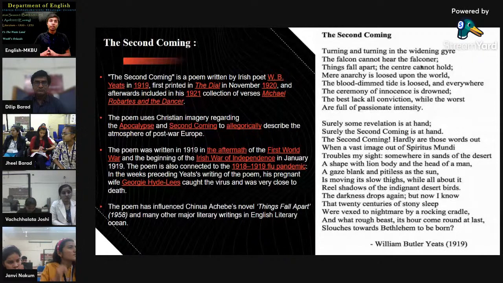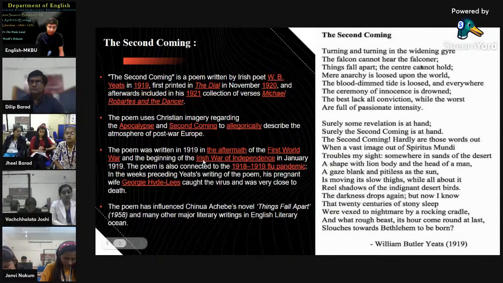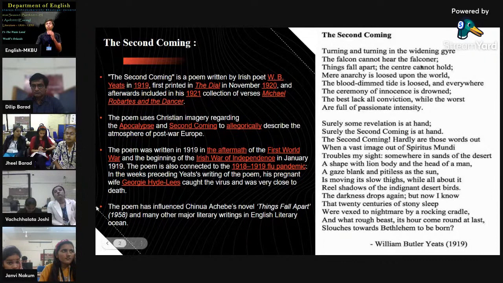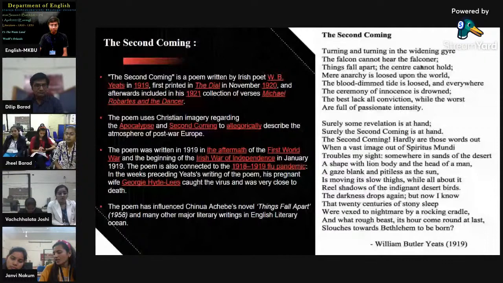Now the poem was written in 1919, in the aftermath of the First World War and the beginning of the Irish War of Independence in January 1919. So as I told earlier, as the First World War ended, the Irish Revolution of Freedom began. And the poem is also connected to the 1918 to 1919 flu pandemic. So it is not only in our times that the flu, corona flu, is there, but it was there in the time of this poet as well.